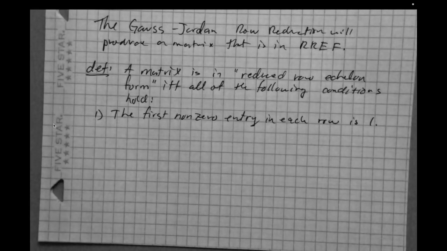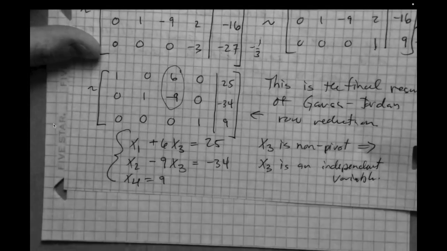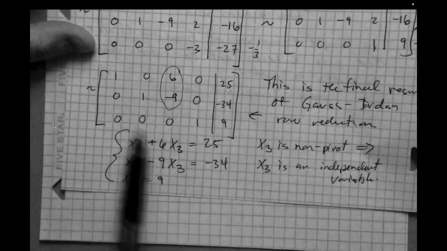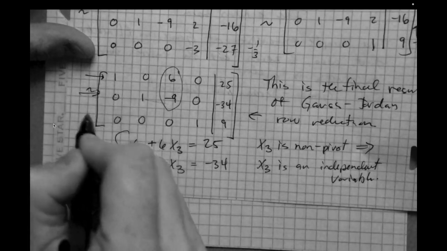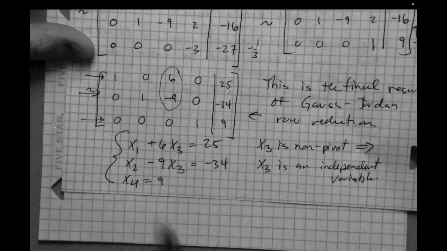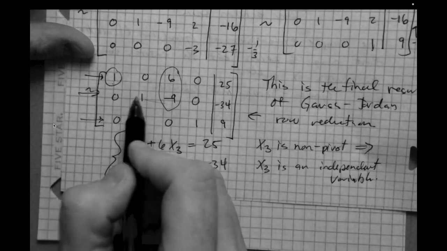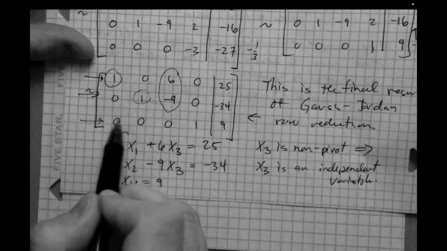Okay, so let's look at our previous matrix here as we walk through this. So here is our previous matrix. And so the first non-zero entry of each row, going kind of left to right, is 1, right? So here you can see the first one is 1, first one is 1, so 0, 0, 0, 1. Okay, so that's the first condition.